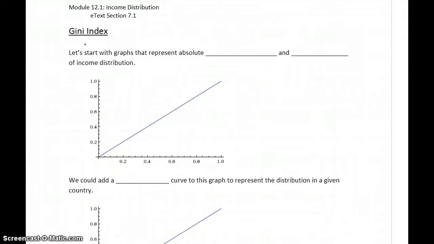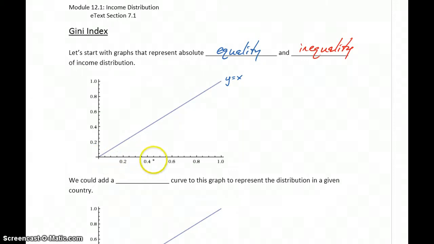So let's start with a couple of graphs. One that represents absolute equality and one that represents absolute inequality in terms of income distribution for a country, or we could look at a state, a city, but typically we look at this by country. So this first line that we already have graphed here is the graph of y equals x. This line would represent absolute equality in terms of income distribution.